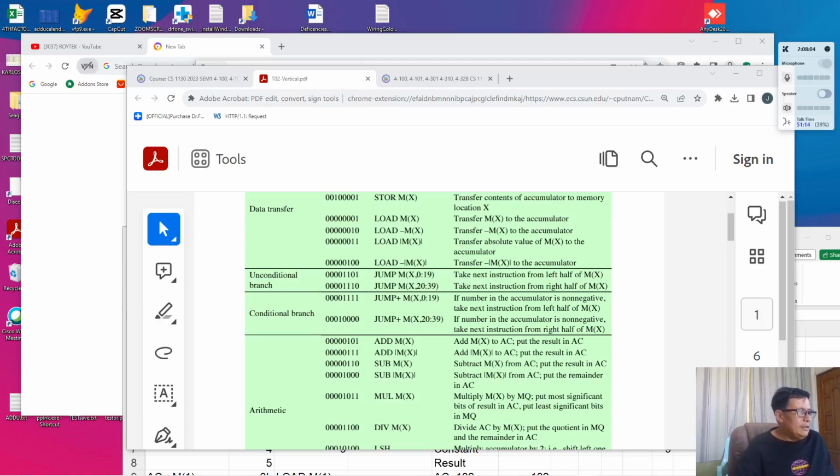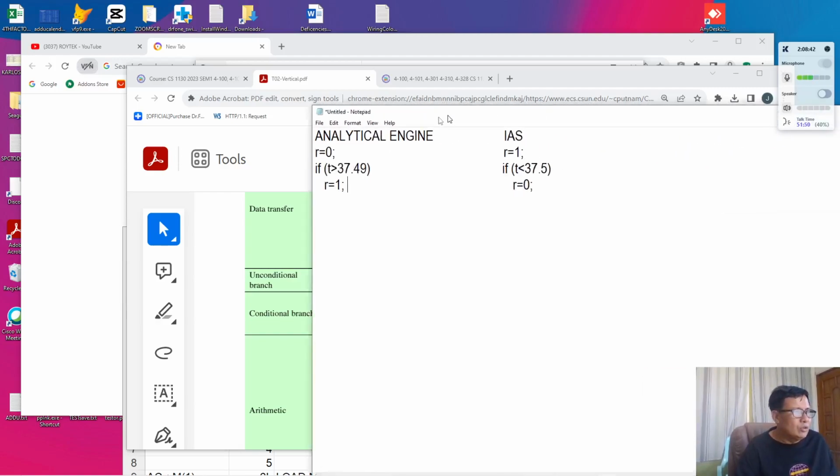Take note that in the IAS, we have two instructions that can be accommodated in one word. So our jump instructions will be jump to the left or jump to the right. Jump to the left is signified by jump M(X, 0:19), and jump to the right is signified by jump M(X, 20:39). And contrary to the analytical engine, we have a jump plus instruction, which can be used like the CF combinational card in the analytical engine. However, there's a difference in logic because CF is used like a jump minus.